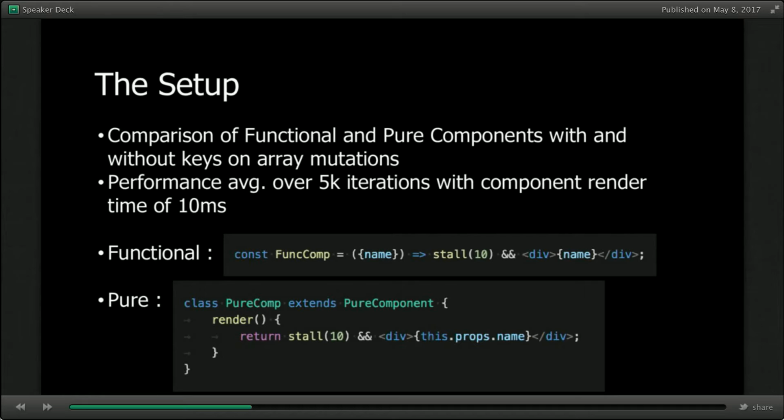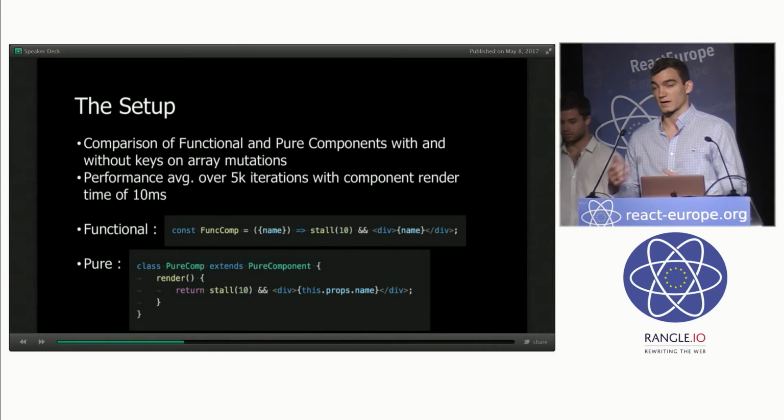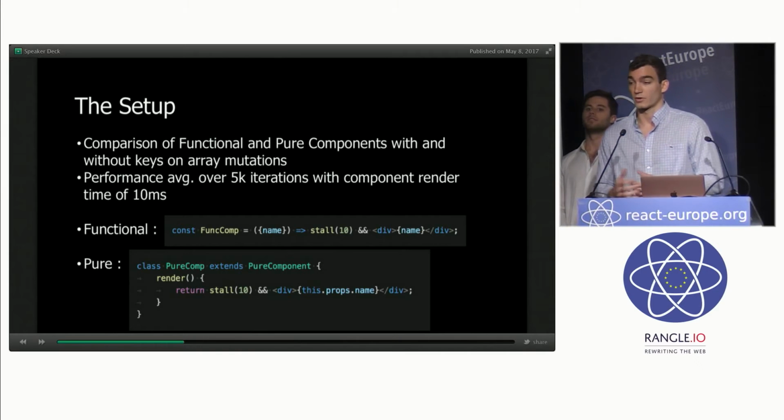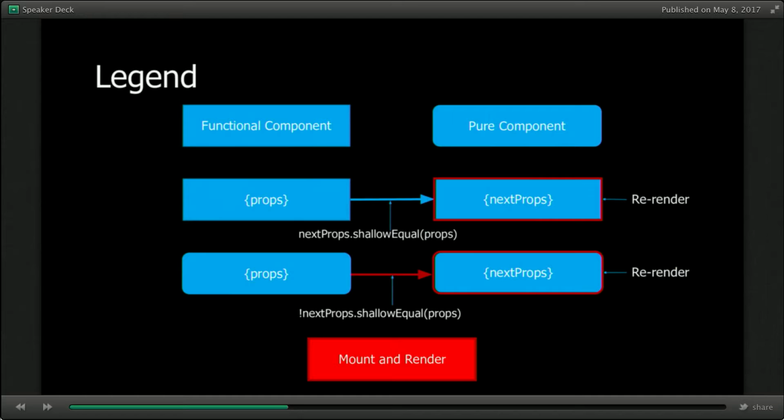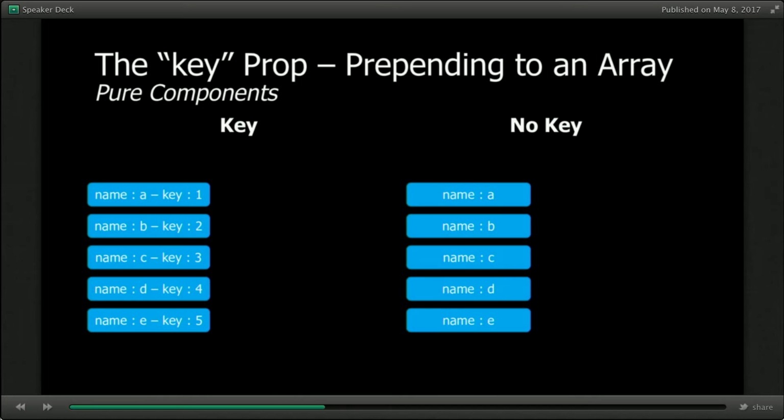In the functional case, we have a name prop that comes in and returns a div. And in the pure component case, it's the same exact render function, but it's using React's pure component class to represent a properly implemented shouldComponentUpdate in your components. Quick legend, anytime you see red, it means a re-render occurred, and if you see red in the middle for that arrow, it means the props were unequal from the current props to the next props.